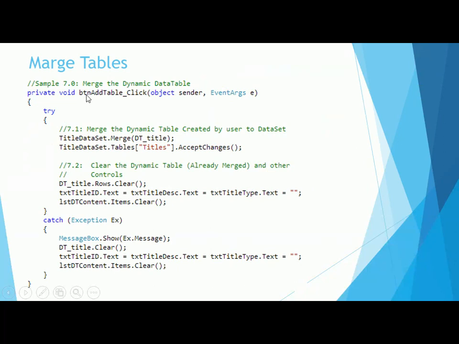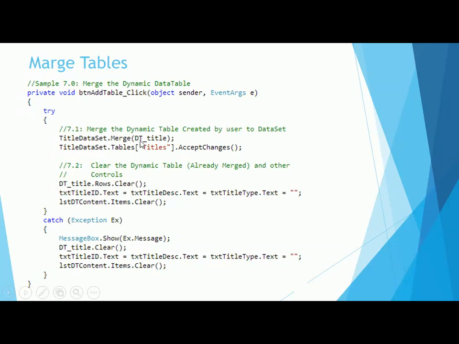Next, once the add table button is clicked, I'm actually going to do a merge. In the title data set, I am making a call to the merge method, supplying the in-memory data table. So if you see here, two data tables are involved. One is the title data set, and then I am calling the merge, and this is the source data table. So what happens is it tries to merge this incoming source data table with the data table already available in the data set. How does the merge happen?